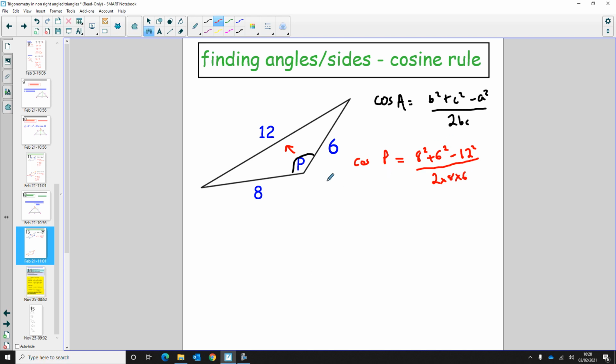Okay, so just to recap, we're trying to find the angle P, but we've got 3 sides given, so we can do that. So the B and the C are the sides either side of P, and the 12 is going to be the A because that is opposite the P. Okay, so just put them in the right place. So cos P is equal to 8 squared plus 6 squared minus 12 squared, which gives me minus 44 on the top, and on the bottom 2 times 8 times 6 is 96.